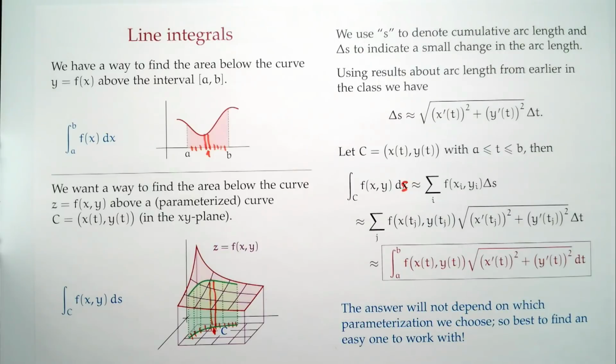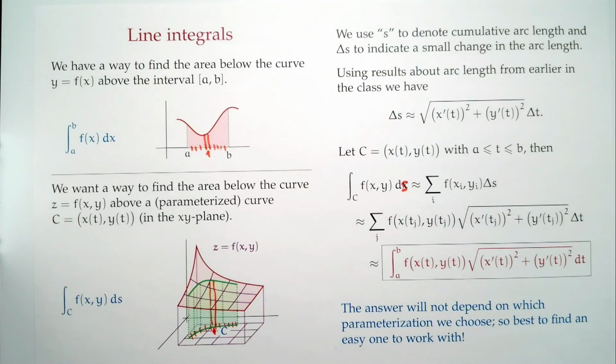Now, one thing to note is if you look at the problem itself, you have this curve in the xy plane, and you're asking, okay, how much height is there over this curve? Now, the parameterization is a way to move along the curve. Does that change the amount of area that we're going to find? The answer is no. So it doesn't matter which parameterization we choose for our curve. The answer will still be the same.